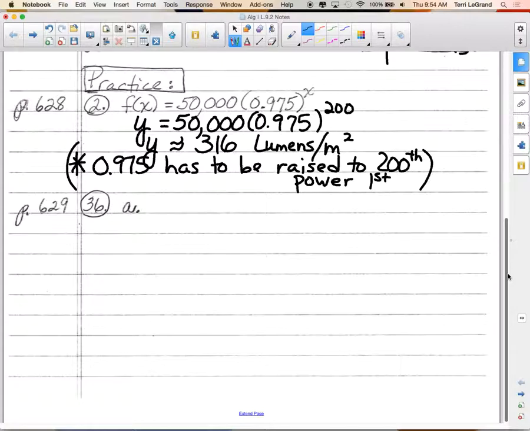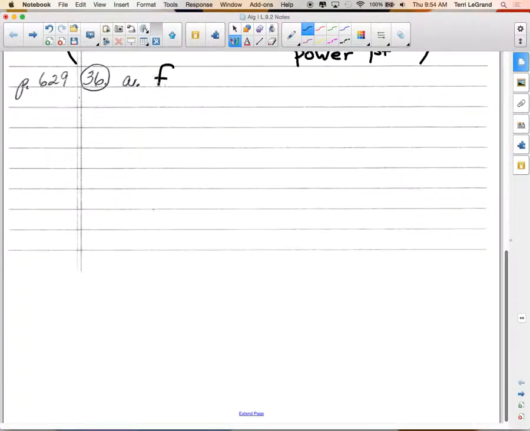Well, let's start answering the questions and see if we can figure it out as we're going along. A, what is the amount of the coupon after 2 weeks of the prize going unclaimed? So the first thing we're going to do is write down our function. So f of x equals 20 times 1 2/10 raised to the x power.